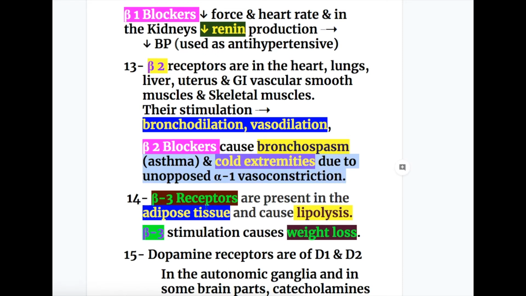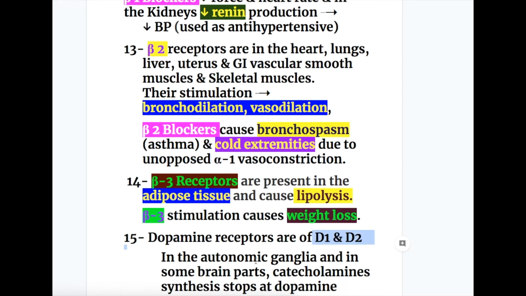Number 14. Beta-3 receptors are present in the adipose tissue and cause lipolysis. Beta-3 stimulation causes weight loss. Number 15. Dopamine receptors are D1 and D2, and in the autonomic ganglia and in some brain parts, catecholamine synthesis stops at dopamine.